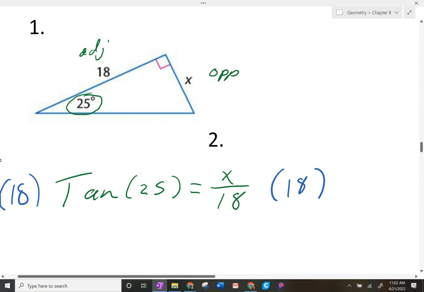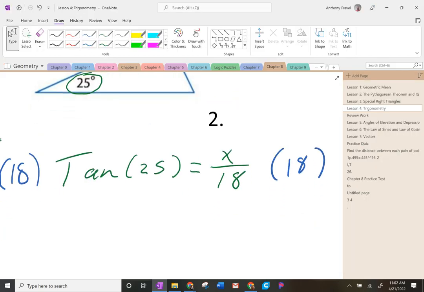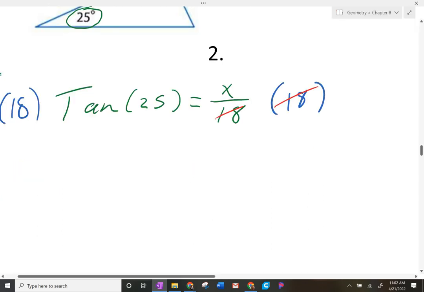Okay? So if I multiply both sides by 18, these ones cancel out. And I'm left with 18 times the tangent of 25. So as I put it into my calculator, I'm going to write in 18 times. As long as you only put this part in parentheses, you're good. So you can put 18 times tangent and then 25. That part needs to be in parentheses. Okay?